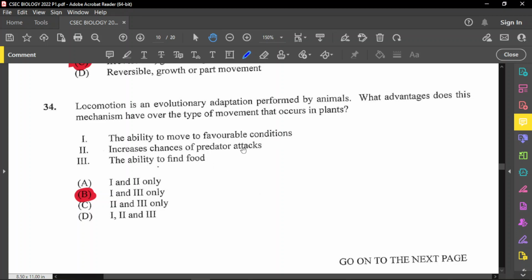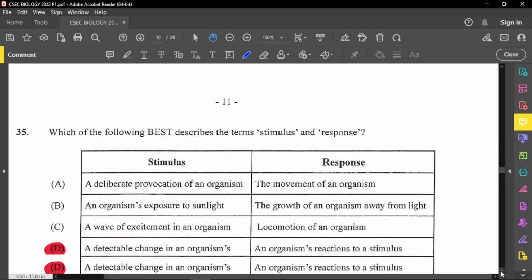To increase the chance of predator attack? No, that would be a really backward way if you're going into danger, right? So you run away from predators. And so the ability to find food, definitely. So you now become a predator instead of the prey. All right, so 1 and 3 is the correct answer, definitely, indeed. All right, so B is the correct answer for 34.